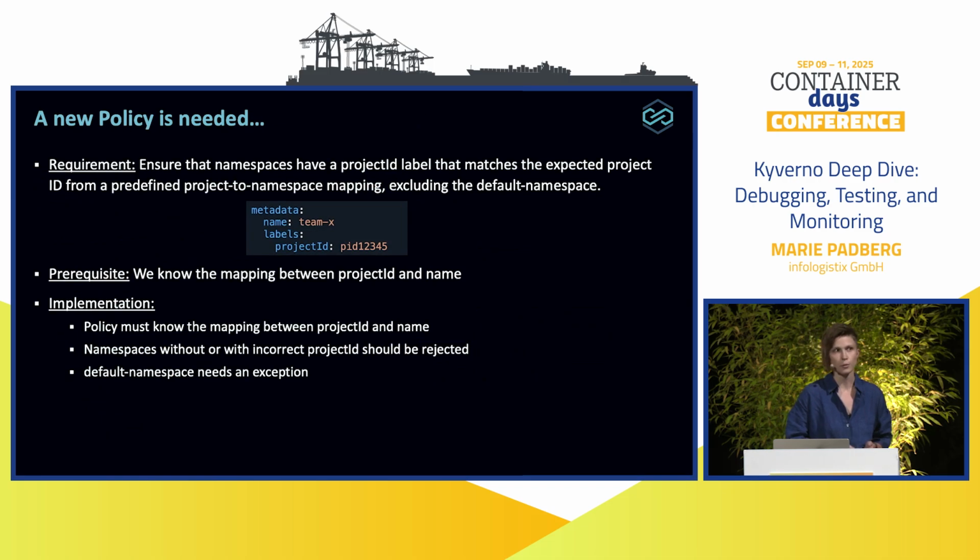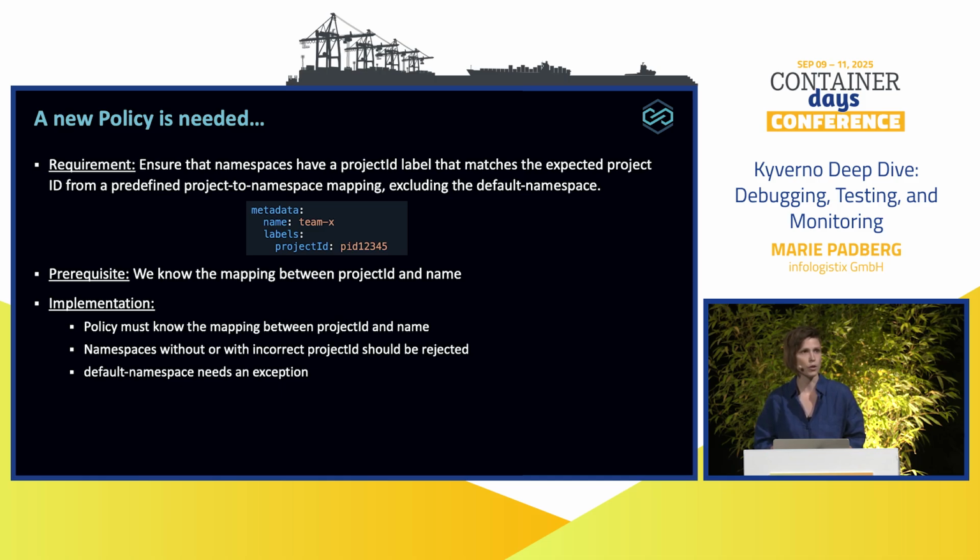And here we are, a new policy is needed, and the requirement says, ensure that namespaces have a project ID label that matches the expected project ID from a predefined project to namespace mapping, excluding the default namespace. And there is a short example of what it looked like. We have a namespace with the name team X, and the project ID label would in this case be PID 12345. And as a prerequisite, of course, we need to know this mapping.